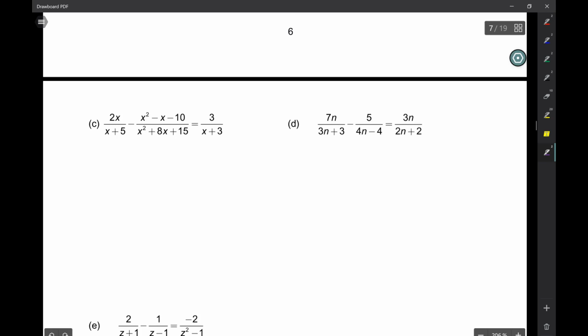Let's write some restrictions here. What is the restriction for this one? X can't be -5. Okay, you know what? Before we do the restriction, why don't we factor first? Can I factor this one? That gives me x plus 3, x plus 5. And then what about this one? That can't be factored, so we just leave it that way. No, we can leave it like that. So the restrictions are x can't be -5 and x can't be -3.